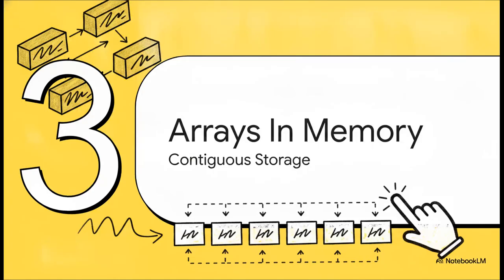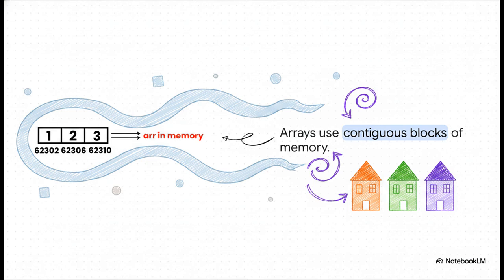Section 3. Arrays in memory. Now let's connect everything we've just learned about arrays right back to our pointer recap. What is actually happening physically inside your computer's RAM when an array is created? Let's look under the hood. When we declare an array of 3 integers, the compiler knows a standard integer takes up 4 bytes. So it goes to your RAM and reserves a perfect, uninterrupted, contiguous block of 12 bytes total.